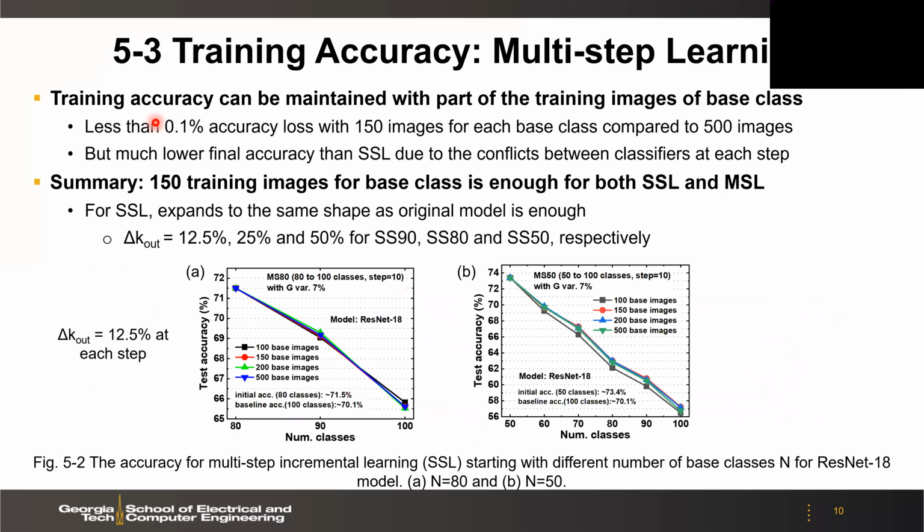For multi-step learning with 80 and 50 base classes, the final accuracy with 100 classes is about 1.8% and 6.7% lower than those obtained with single-step learning, respectively. By properly tuning the hyperparameters, the impact of base image number can be minimized for both cases. From the results, the training accuracy can be maintained with part of the training images of the base class. 150 images of the base class is sufficient to get a good accuracy.